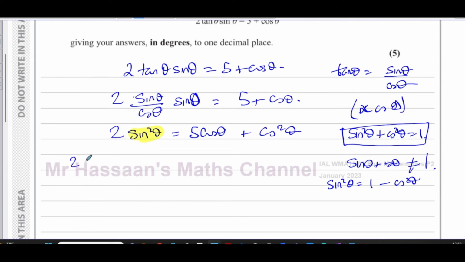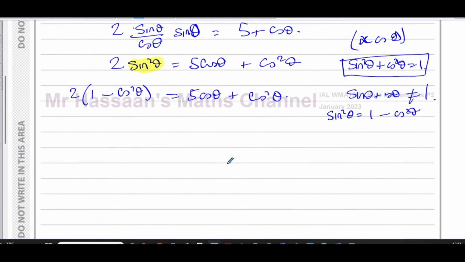So I'm going to write this as 2 times (1 minus cosine squared theta) equals 5 cosine theta plus cosine squared theta. Now I have an equation which has all the same ratio, which all involves cosine thetas. So I've got 2 minus 2 cosine squared theta equals 5 cosine theta plus cosine squared theta. Let's bring the cosine squared theta together on one side of the equation. In fact, the whole thing.